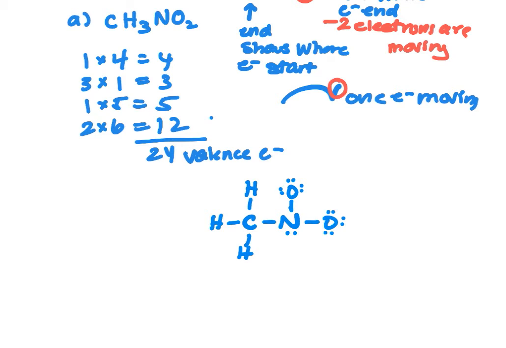All right, so let's make some multiple bonds. I'm going to take a lone pair off of the oxygen. I'm going to take a lone pair off of that nitrogen and draw in a bond. Now I'm going to count again. So I have 2, 4, 6, 8, 10, 12, 14 bonding electrons, 16, 18, 20, 22, 24.